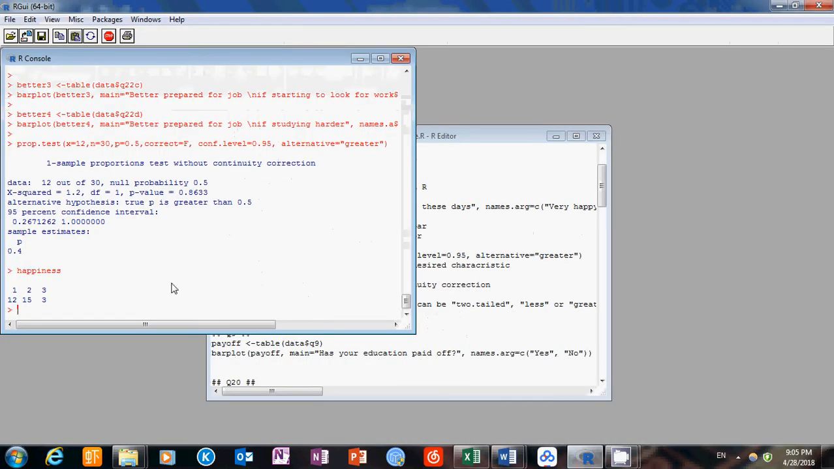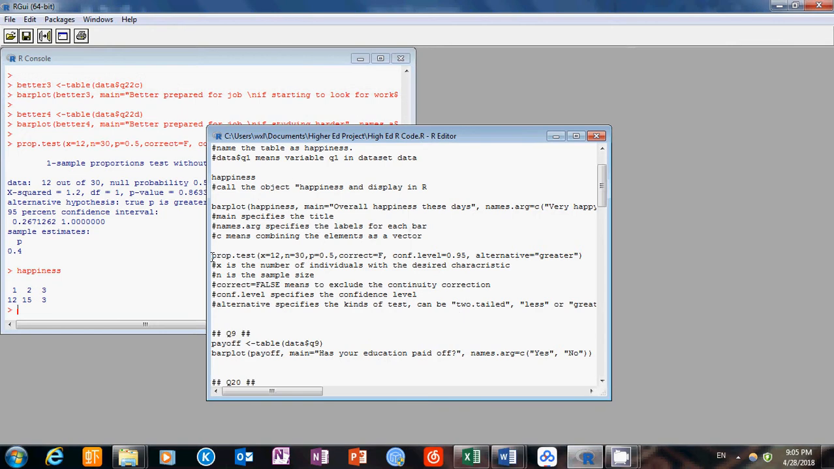To do this, we will use the prop.test function. So that's the function we use here. And it's a test function for proportions. So that's why it's prop. And to do this, we just need to specify a few parameters that correspond to our question. And then R will do the hypothesis testing for us.